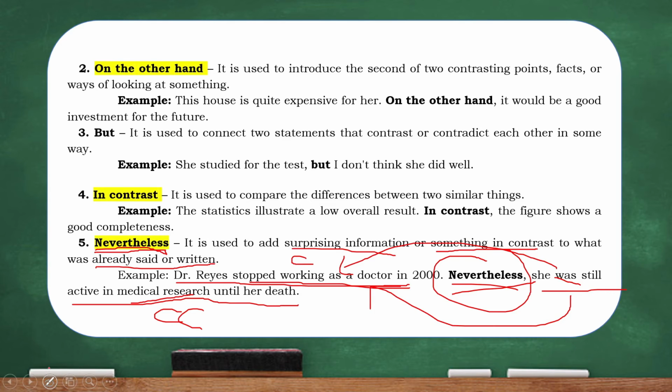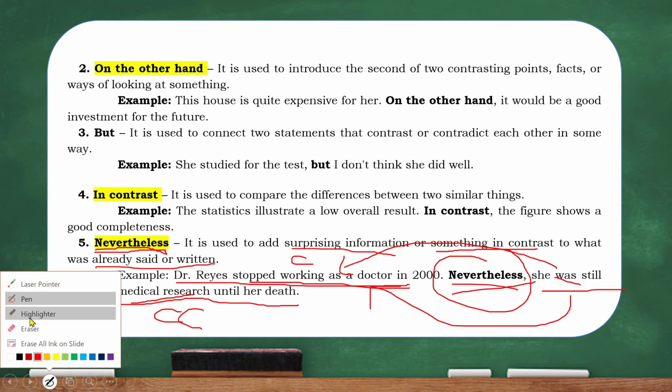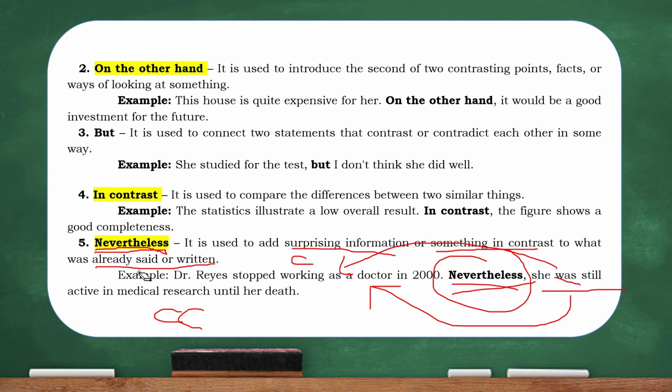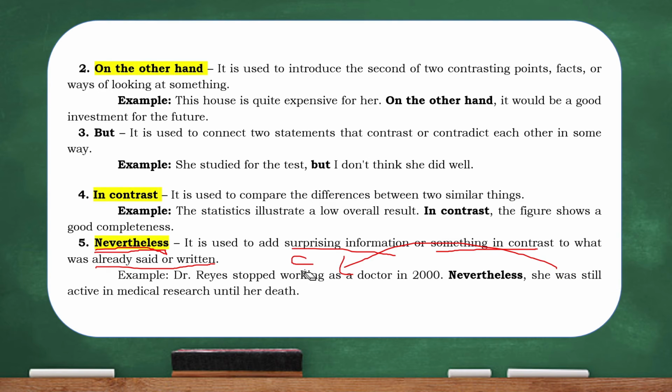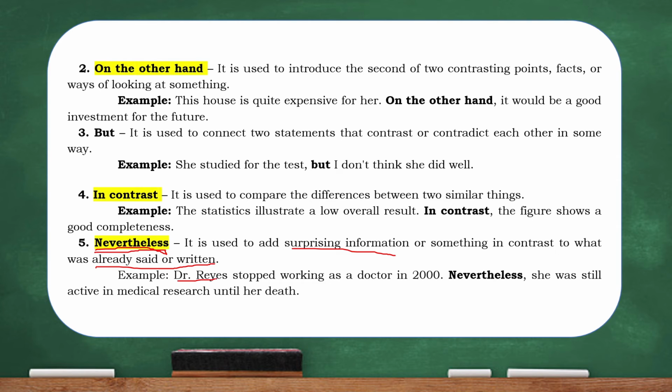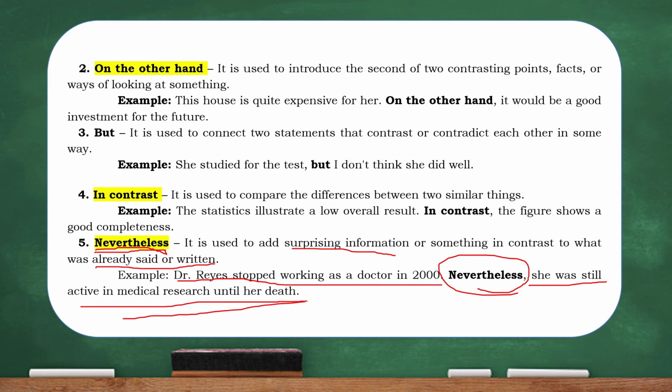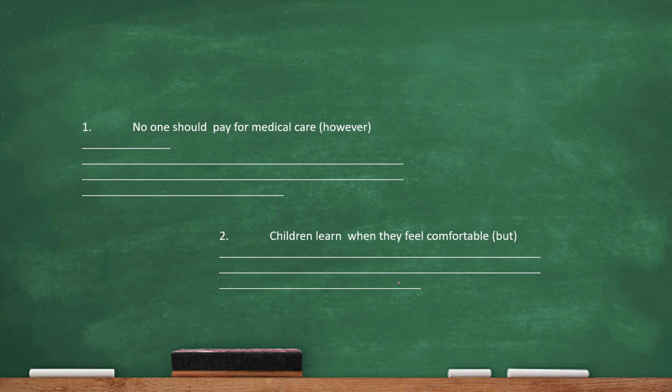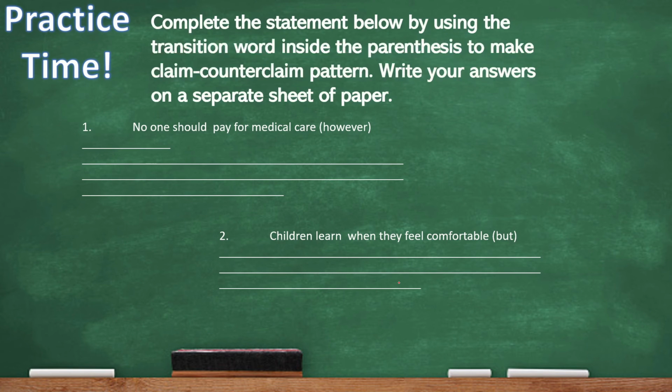Okay, so let's have it again labeled. Let's have it labeled again properly because this is kind of messy. All right, so again, what is the claim in this sentence? Correct, this is the claim, transitional word used, nevertheless, counterclaim. Correct, she was still active in medical research. Okay, so let's proceed. Practice time.